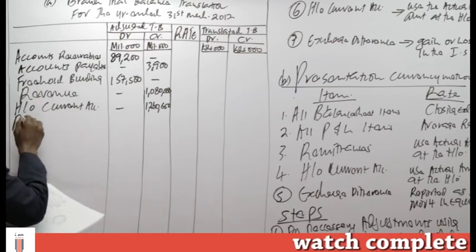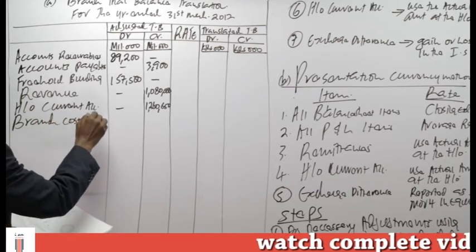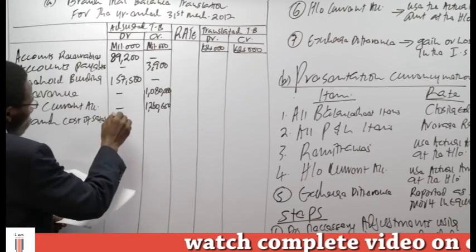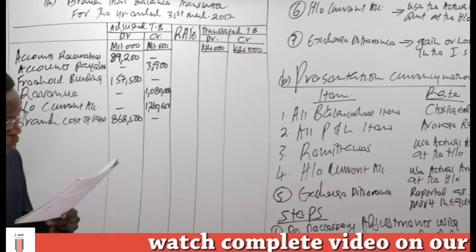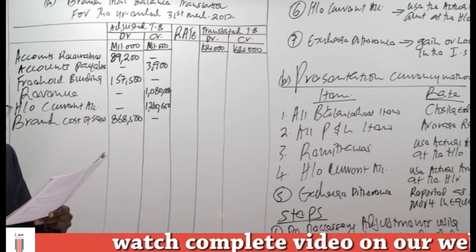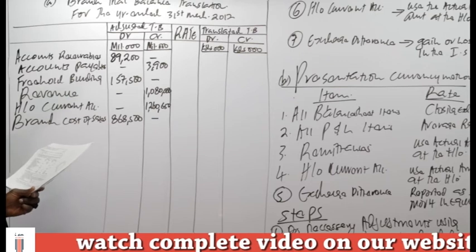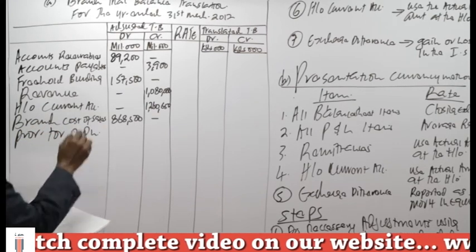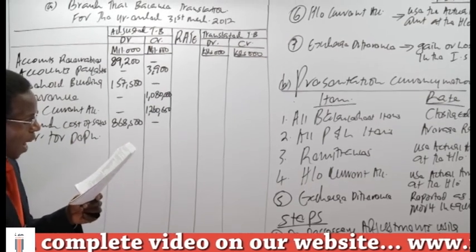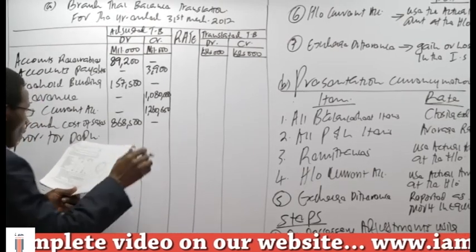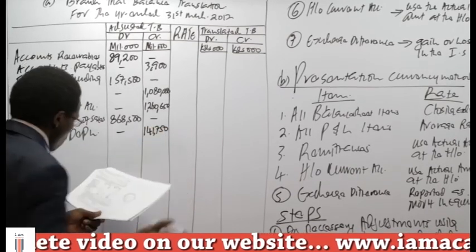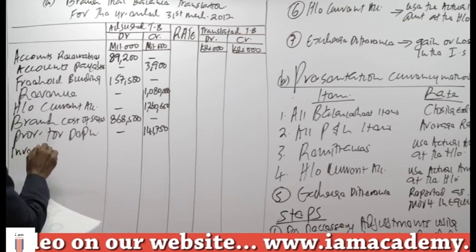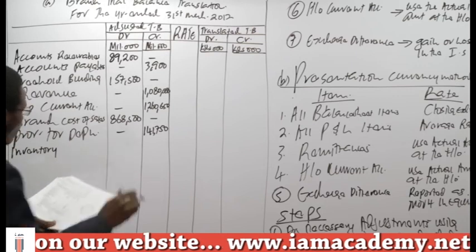Branch cost of sales is coming to 868,500. We have been told about head office cost of sales, that's okay. We are talking about provision for depreciation, which we have as 141,750. Apart from that, we have inventory. Inventory is 28,800.